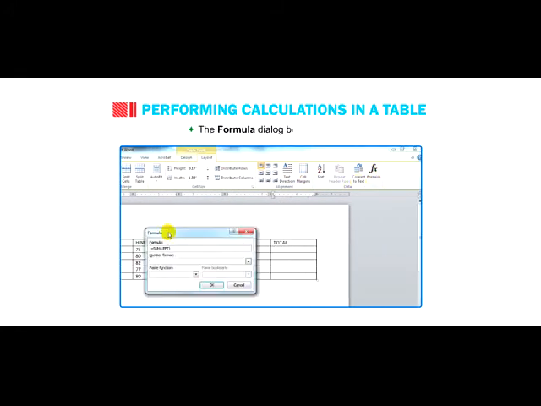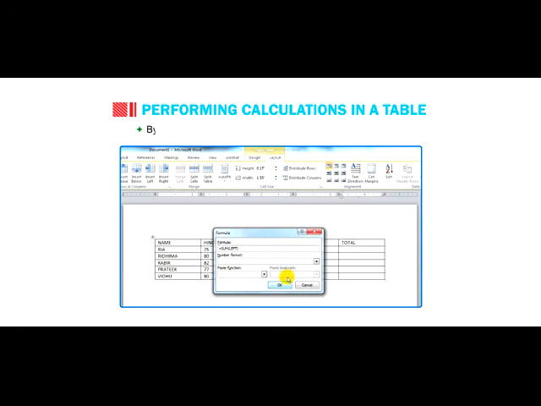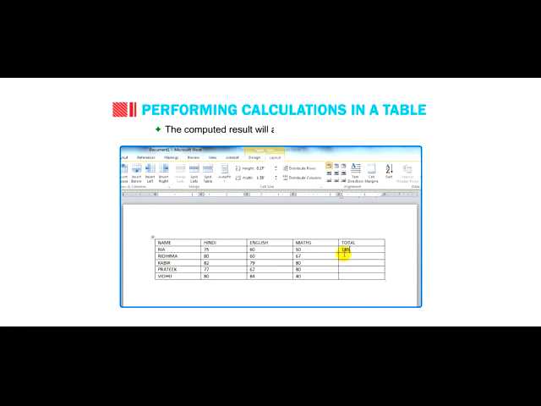The Formula dialog box will appear. By default, the sum formula will appear in the Formula field. You can also change the formula manually. Click OK. The computed result will appear in the selected cell. Tip: by default, Microsoft Word calculates the sum of values in the cells lying in the column above or in the row to the left.